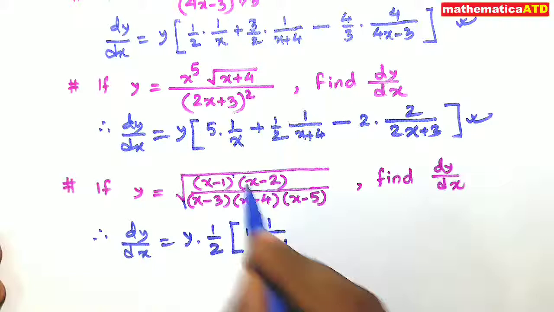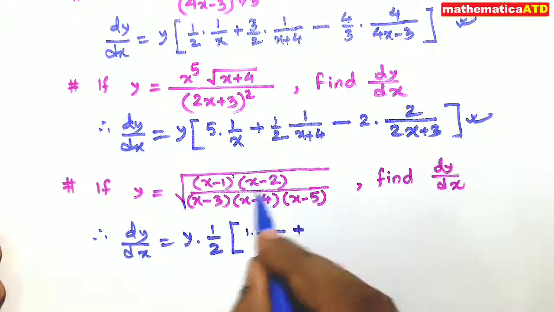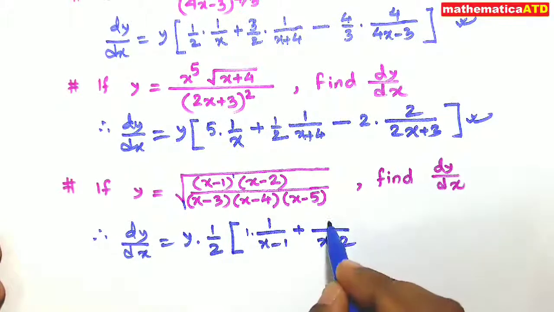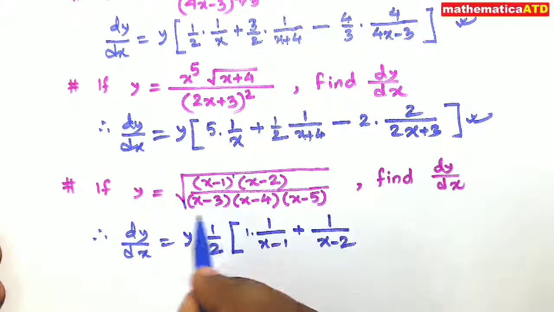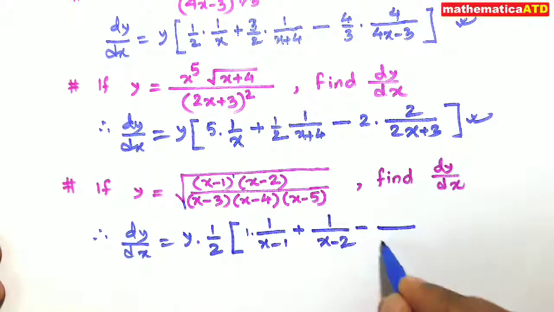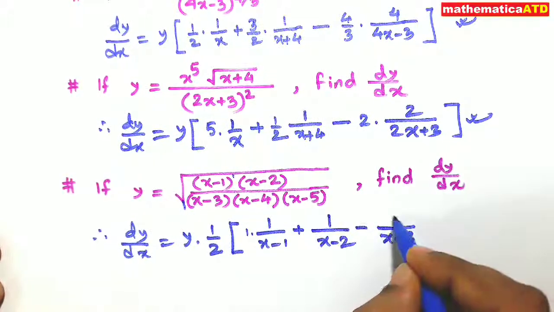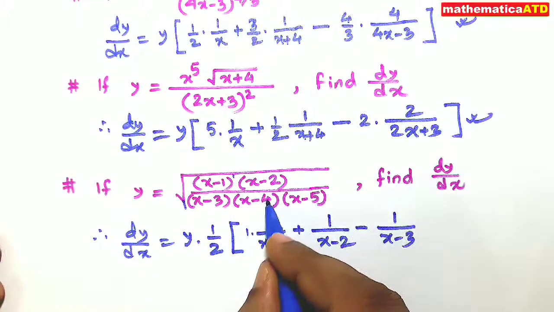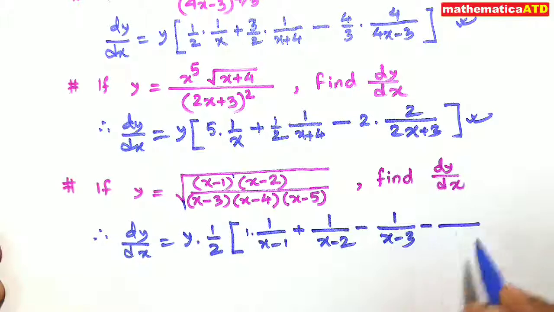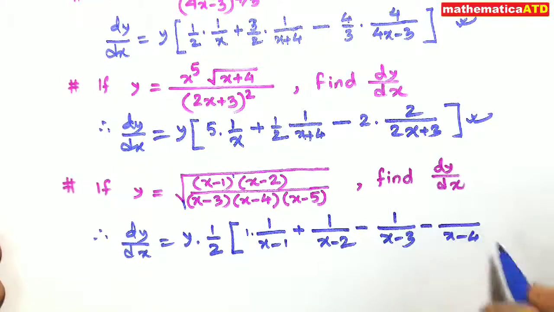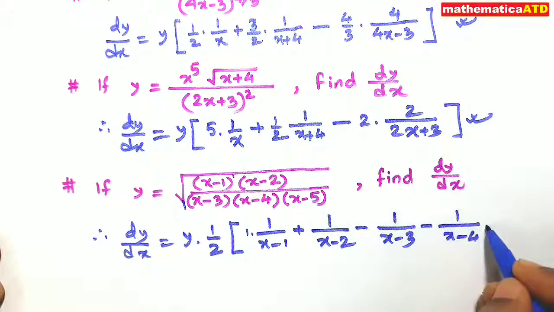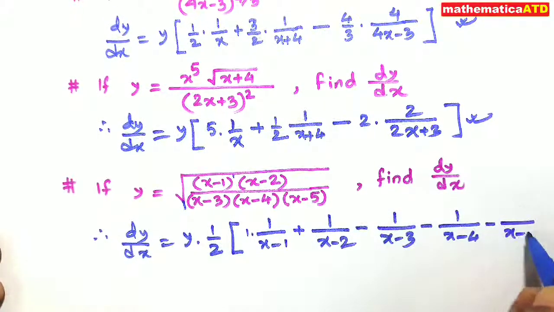And x minus 2, this is in the numerator, so put a positive sign, and x minus 2 will be written in the denominator, and the derivative of x minus 2 is 1. And next, x minus 3 in the denominator, put a negative sign, 1 upon x minus 3, the derivative of x minus 3 is 1. X minus 4, this is in the denominator, so put a negative sign, and the derivative of x minus 4 is 1. X minus 5, this is in the denominator, negative sign, x minus 5, the derivative of x minus 5 is 1.